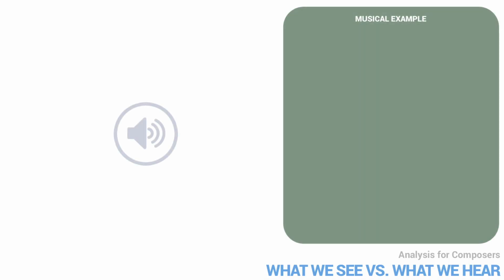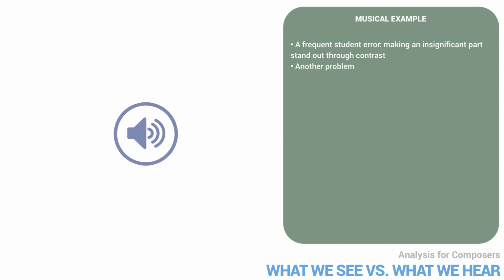Here's another example. This is a little excerpt I prepared for my applied orchestration course. It illustrates a frequent student error, making an insignificant part stand out through contrast. The arco line in Violin 2 is of no particular interest, and setting it off by contrast from the other parts, pizzicato, just emphasizes its insignificance. But there's another problem here. Listen again to see if you can hear it.